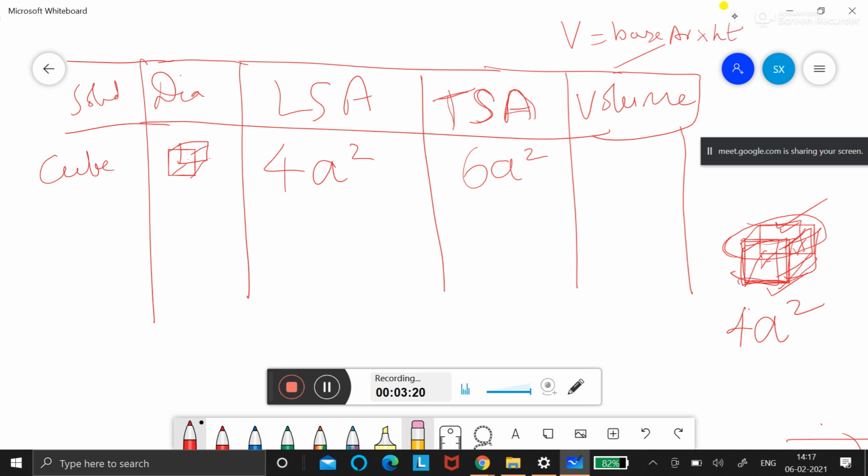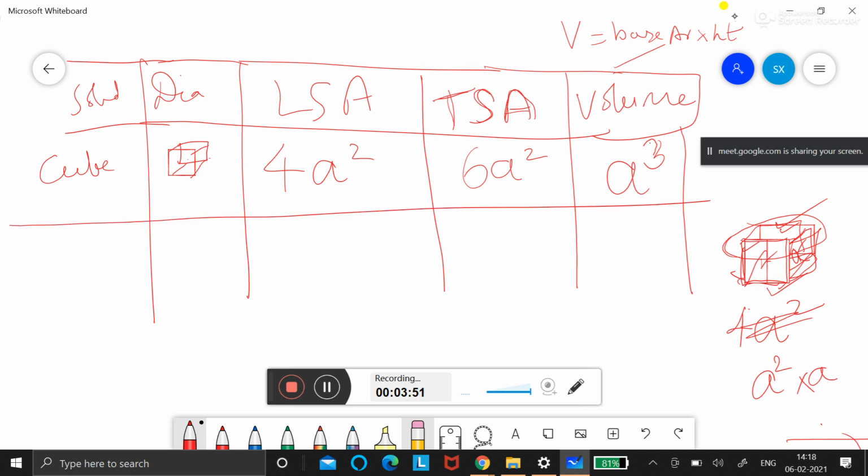See, base area is also square. So the square is A square, and height is also A. So A square into A, what will you get? A cube. So the volume of the cube is A cube. If it is in centimeter, your unit will come as centimeter into centimeter into centimeter, cubic centimeter. If it is meter, meter into meter into meter, meter cube. So volume is base area into height.